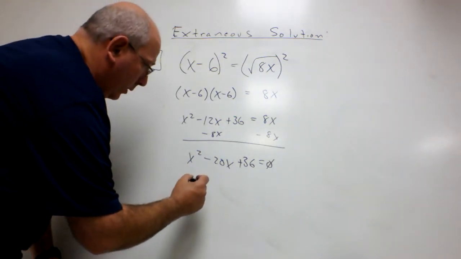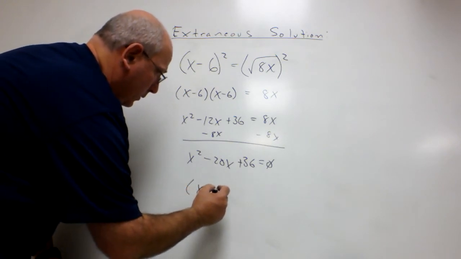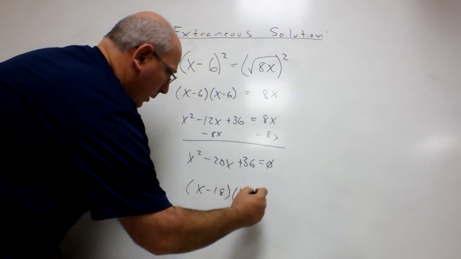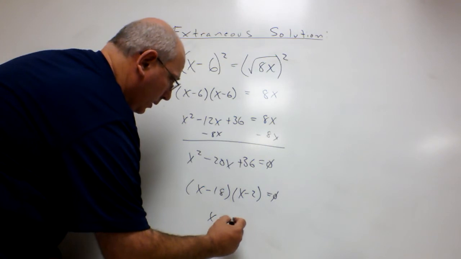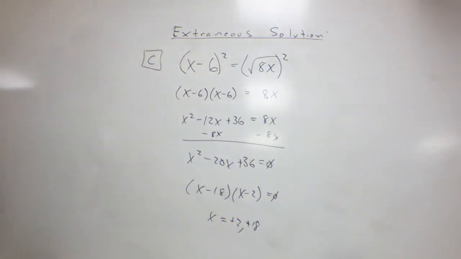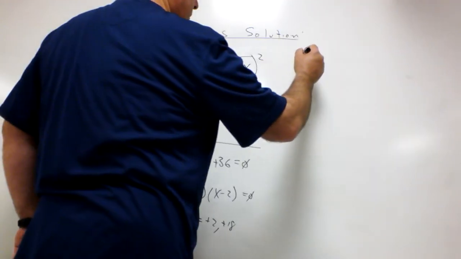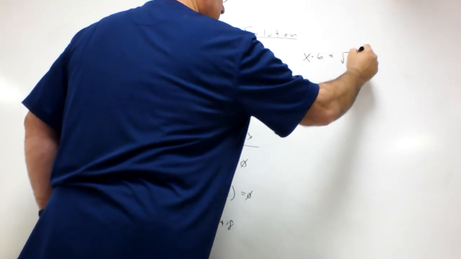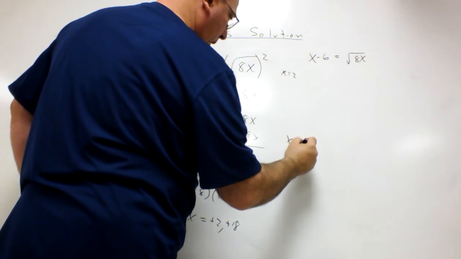So then what we would do is we would factor this side into x minus 18 and x minus 2 equals 0. So our solutions are positive 2 and positive 18. To check if the answers are extraneous, what we do is we go back up to the original problem and we plug in x equals 2 and we plug in x equals 18.